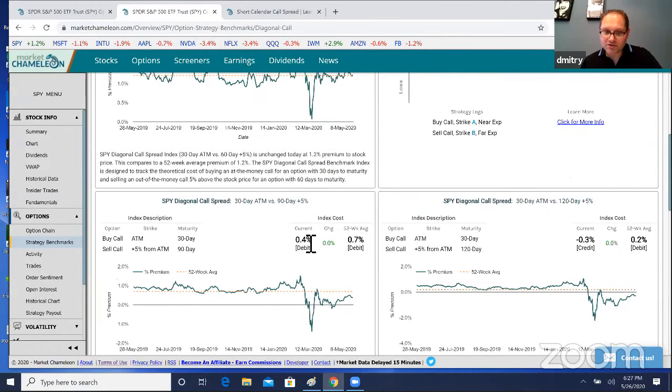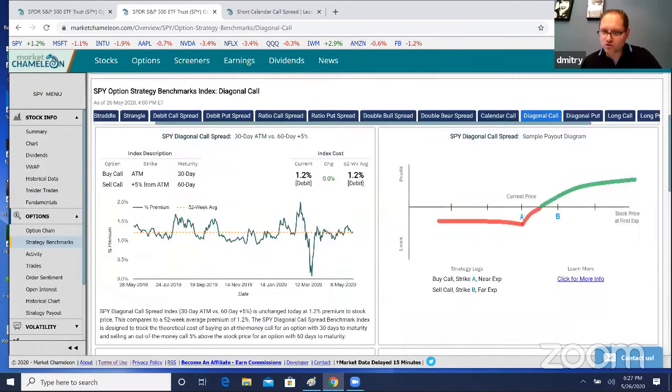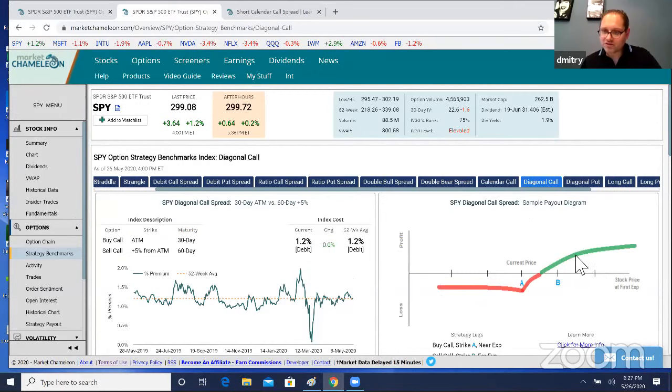Something like a 30-day, 90-day, because if you put it on for credit, this way it looks green, and it'll start looking green the other way too. So even if you have a big drop, as long as you do it for credit, you'll keep that difference.